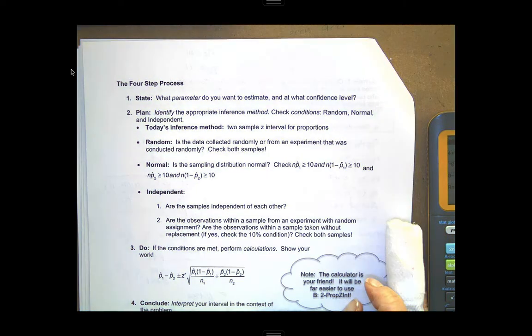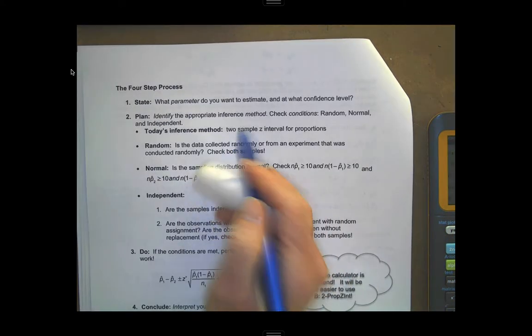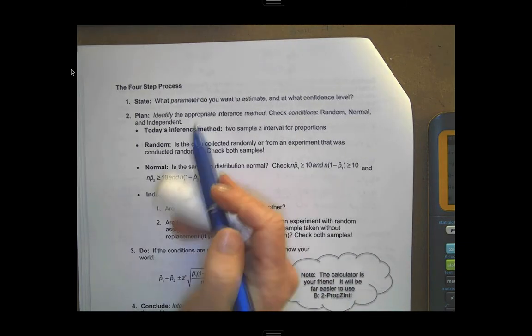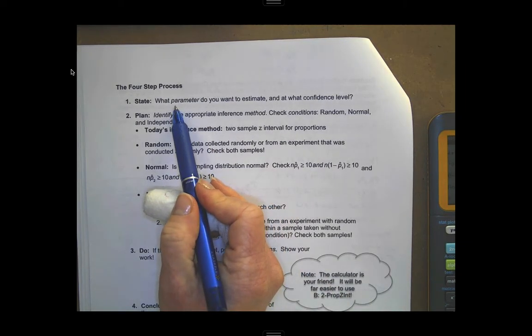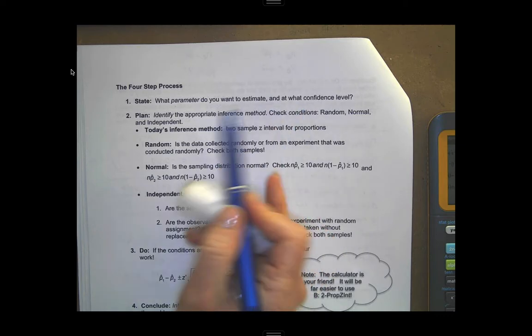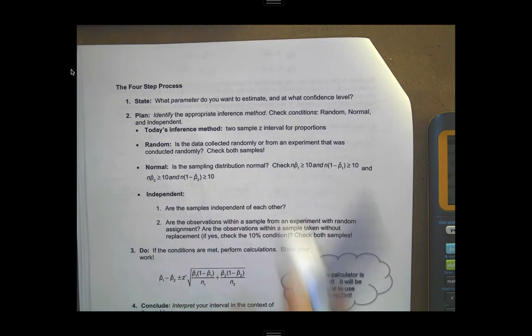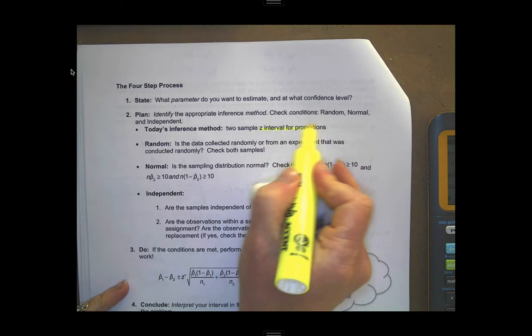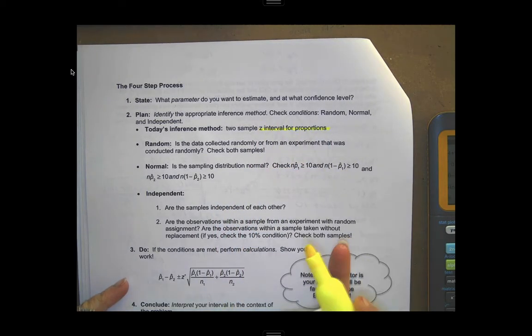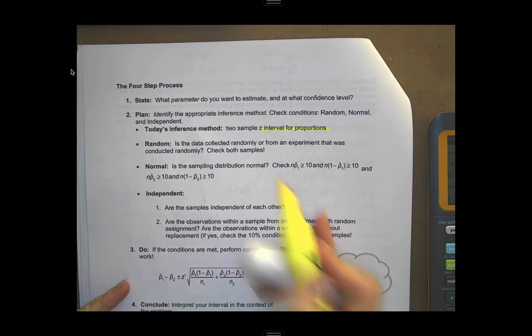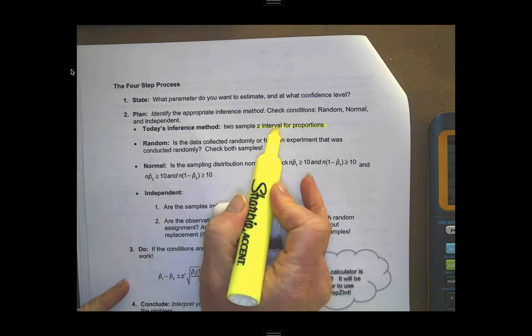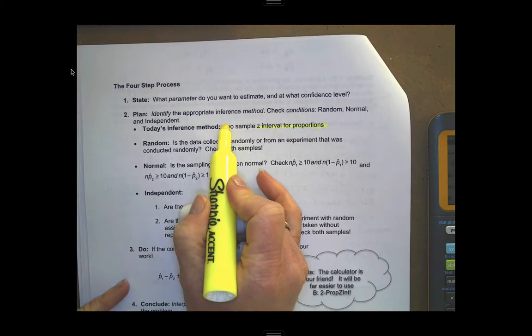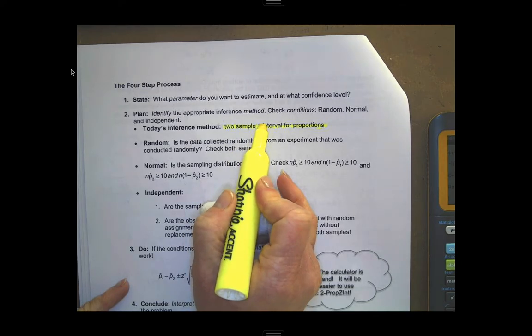All right, when we do the confidence interval, this looks the same as it's done before. So you got your first step. This is state what parameter you're going to estimate at what level. Your second step. So some things today are the same, some things are different. If you notice, it still says z interval for proportions. I'm still using the standard normal curve to find my critical values. I'm creating an interval. It's for a proportion, but now I have 2 samples.